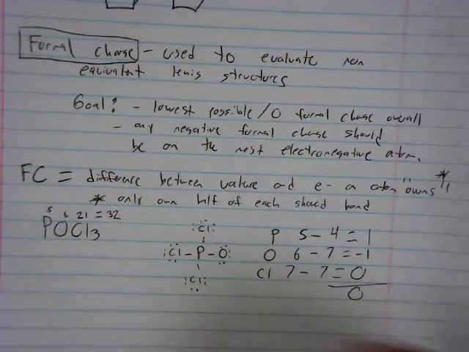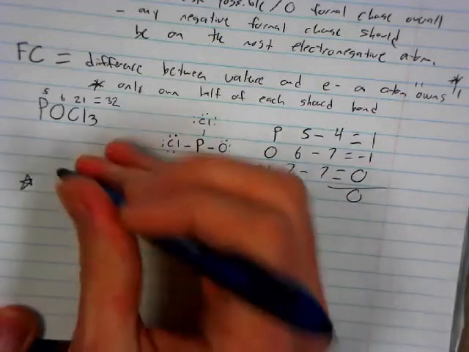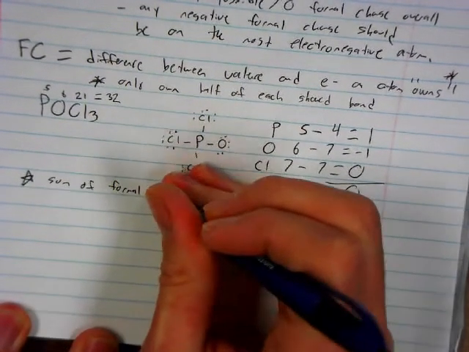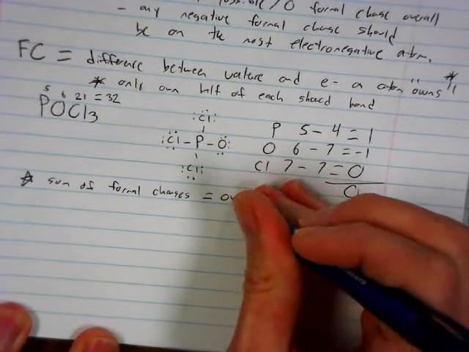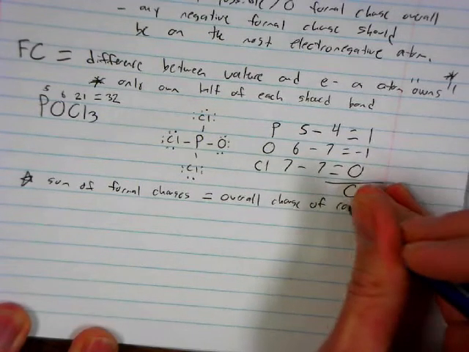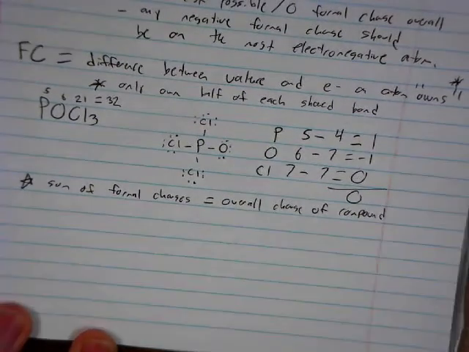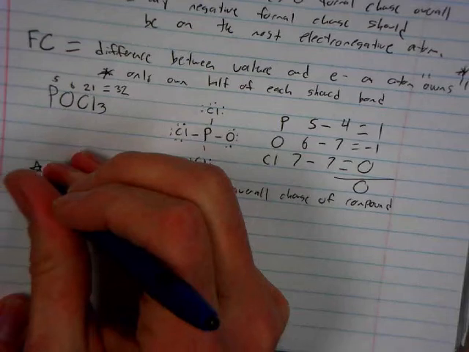All right. So let's make a couple little stars down here. I'm going to move this up a little bit. Star number 1: the sum of the formal charges should equal the overall charge of the compound. So if you have something like NO3 minus 1, we know all of those individual atoms' formal charges are going to have to add up to -1.